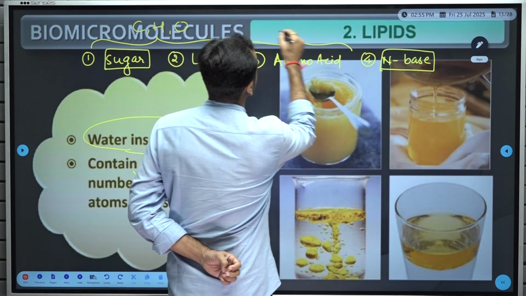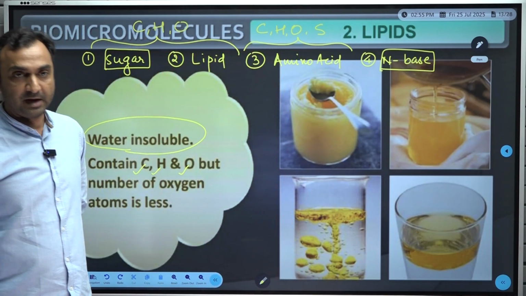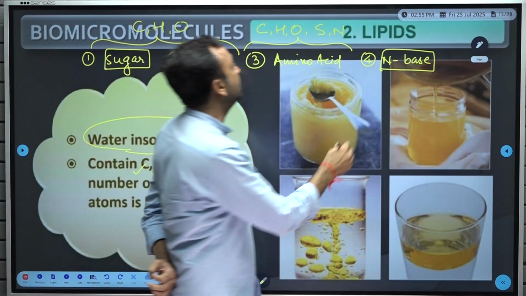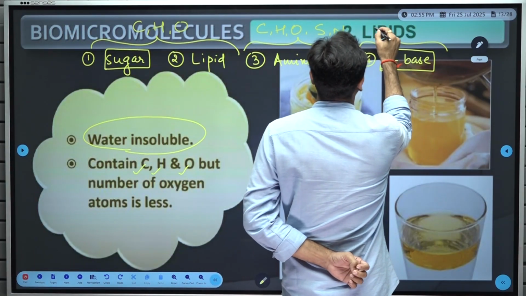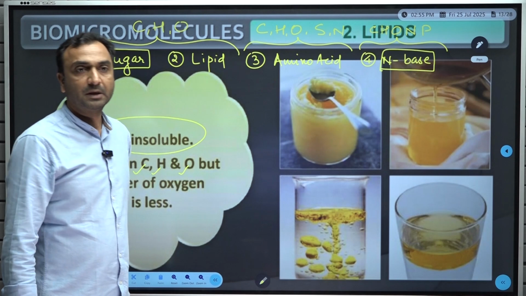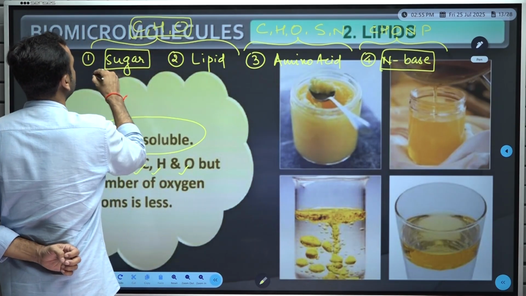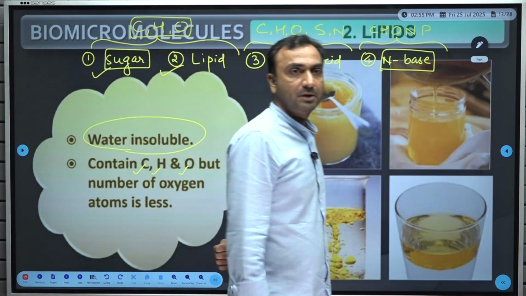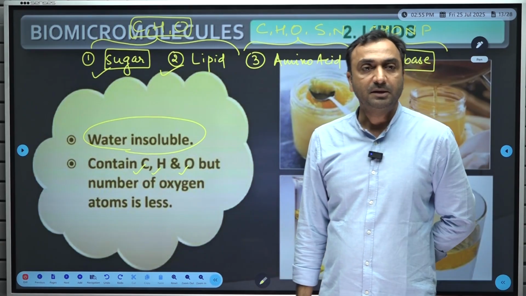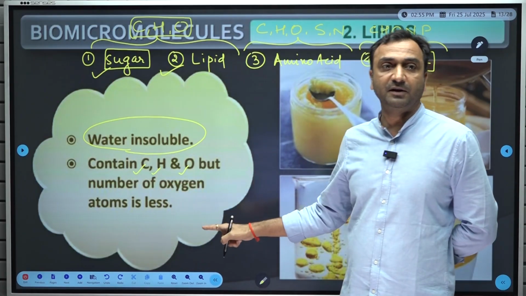Amino acids have carbon, hydrogen, oxygen, nitrogen and sulfur. In nitrogen base, carbon, hydrogen, oxygen, nitrogen and phosphorus. So only CHO containing are two, sugar and lipid. Sugar is CHO containing, lipids are also CHO containing. So there must be some difference between the two. That difference is mentioned here.